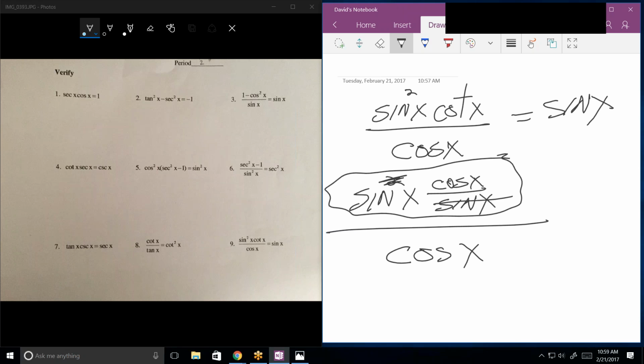Now I've got sine x times cosine x divided by cosine x. Well, I'm going to put a 1 under there, flip and multiply. That's going to take care of the cosine x. So what I'm left with is sine x on the left.